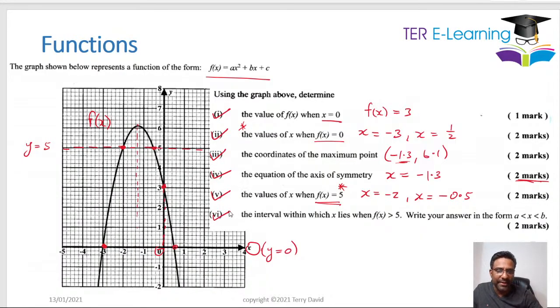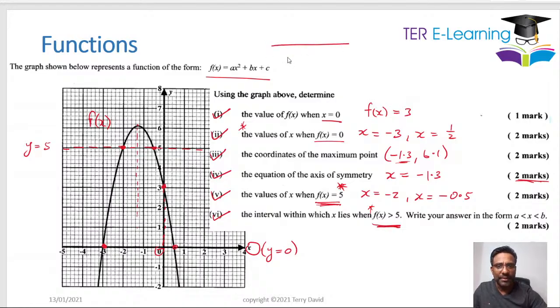And the last part here, part 6, the interval within which x lies when f of x is greater than 5. F of x is greater than 5. All right. Now, this is the next part that confuses students. So we just drew the line y is equal to 5. If you look at this equation, it is kind of similar. The only difference is we have a greater than sign here, right? So let me just draw a little sketch here to show you what's happening.